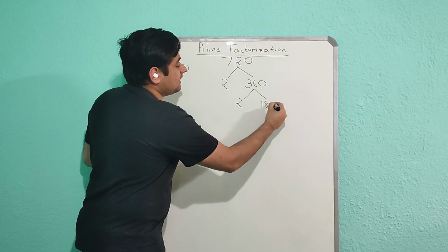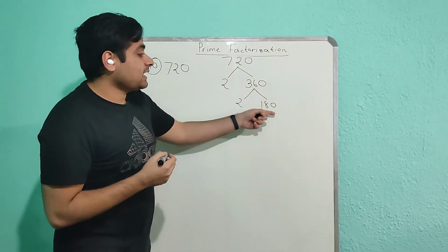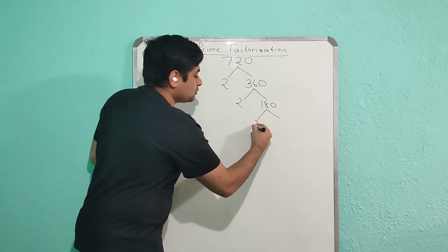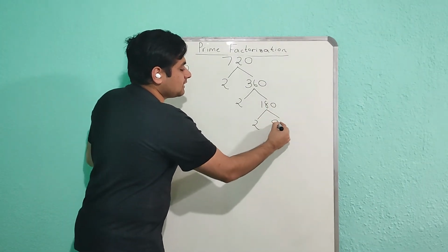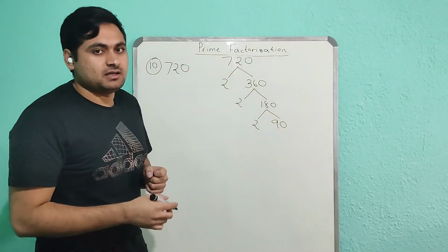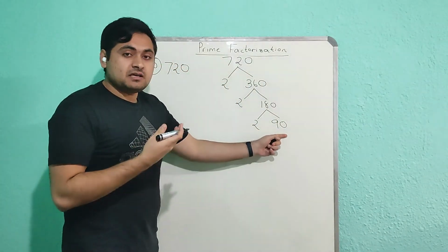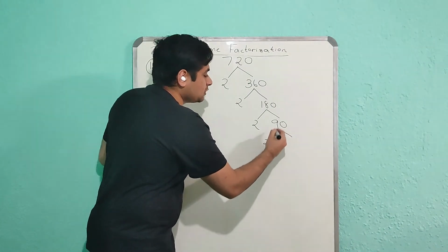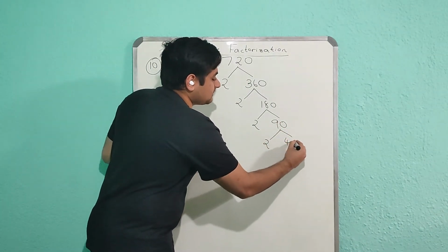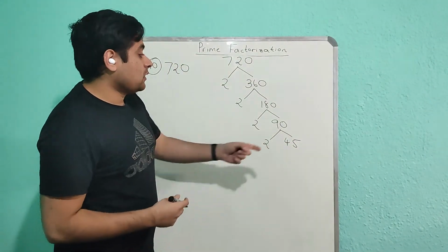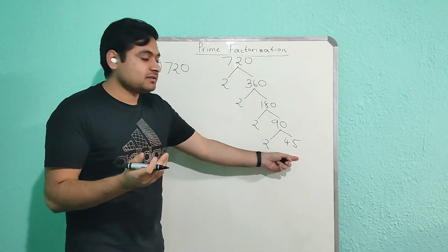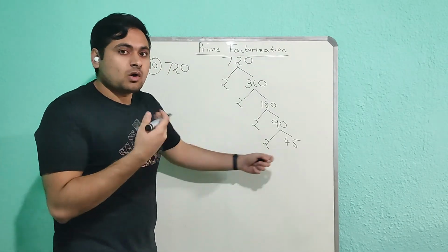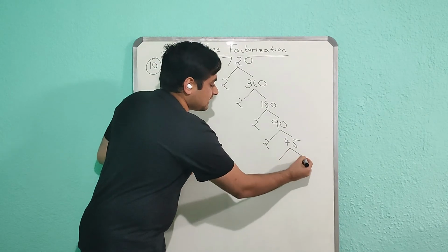That gives us 180. Now we got 180, that's an even number. So the smallest divisor of an even number is 2. What is 180 divided by 2? That gives us a 90, right? 90 again, it's an even number, correct? So the smallest divisor of an even number is 2. So what is 90 divided by 2? That gives us a 45. Now 45, is it even or odd? We can see it's odd, right? It ends with a 5. So what is the smallest divisor of an odd number? So we can see that's a 3.